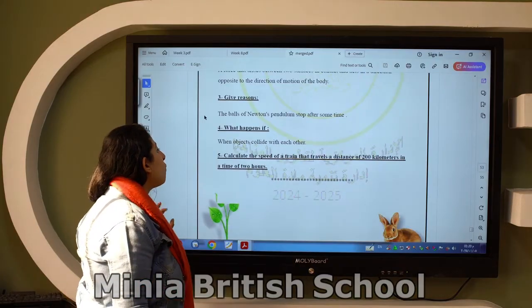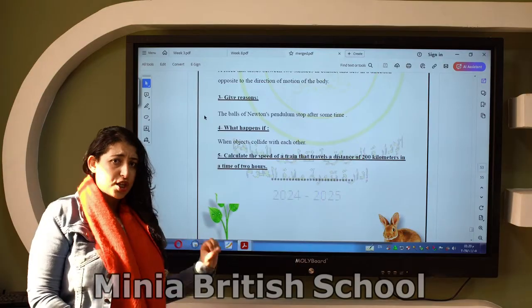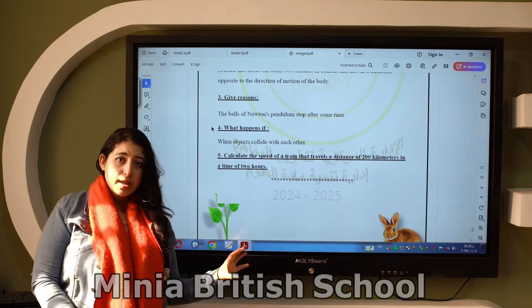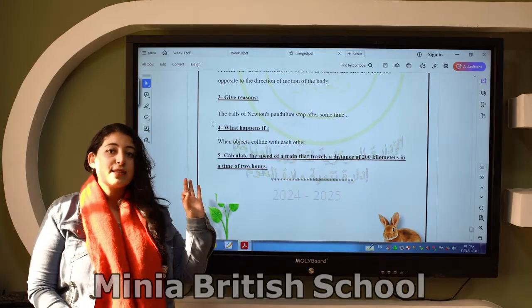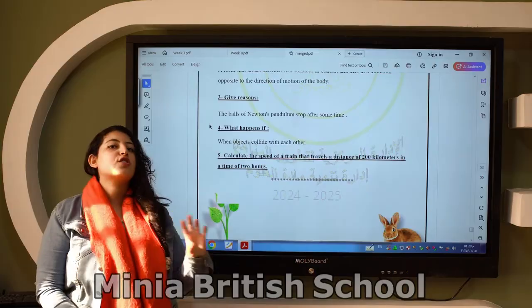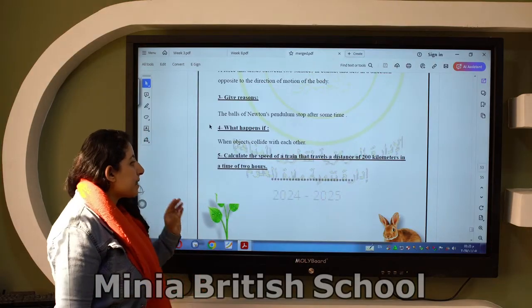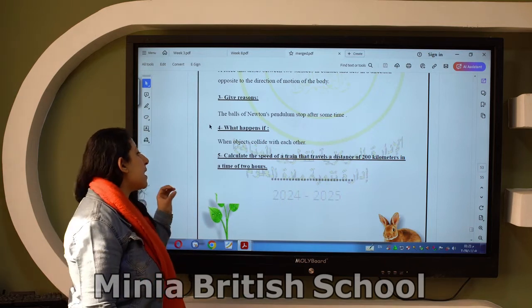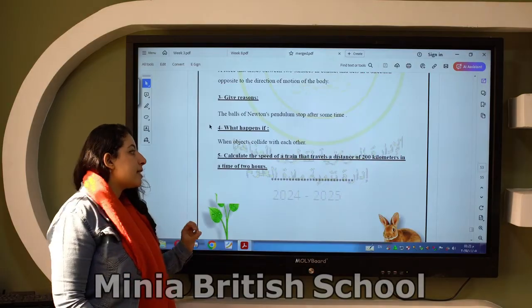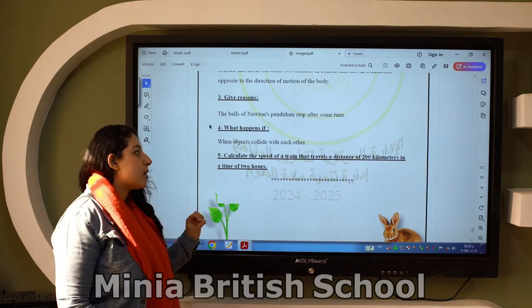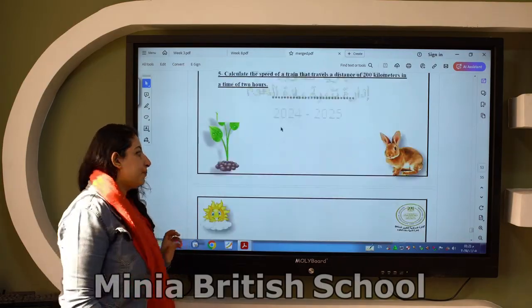What happens when objects collide with each other? Most of the kinetic energy will transfer between them, and some kinetic energy changes into sound energy that we hear, and into thermal energy due to friction force. Calculate the speed of a train that travels a distance of 200 kilometers in a time of 2 hours. Speed equals distance divided by time equals 200 divided by 2 equals 100 kilometers per hour.